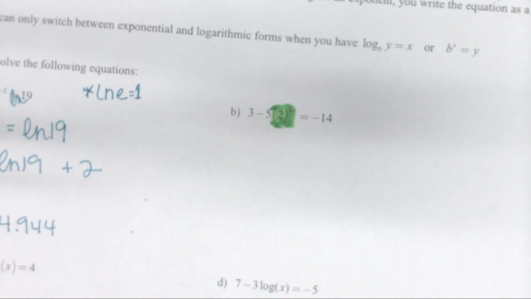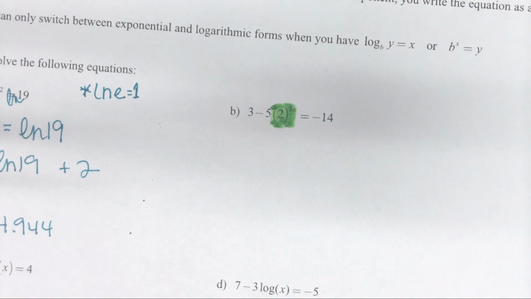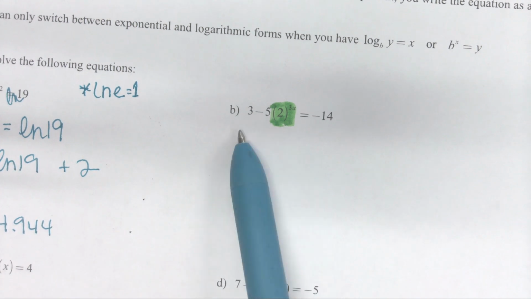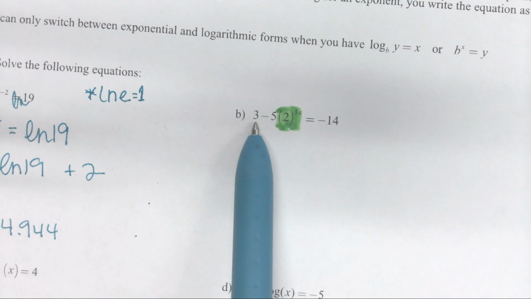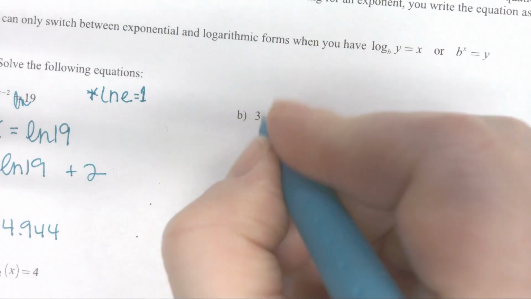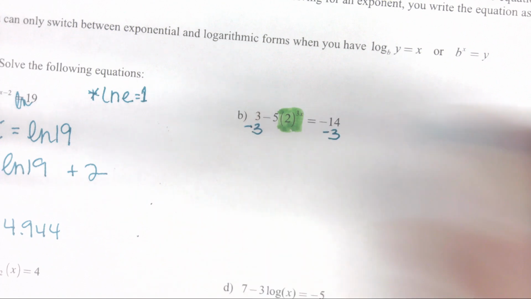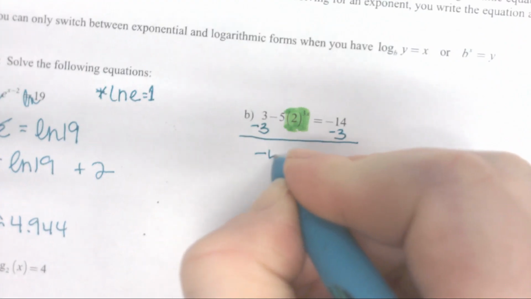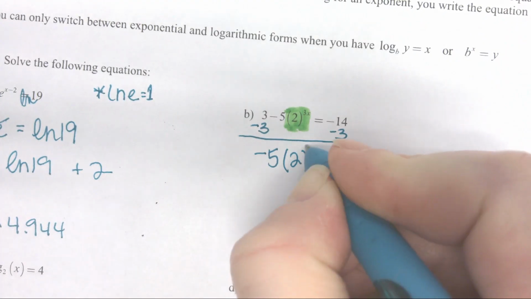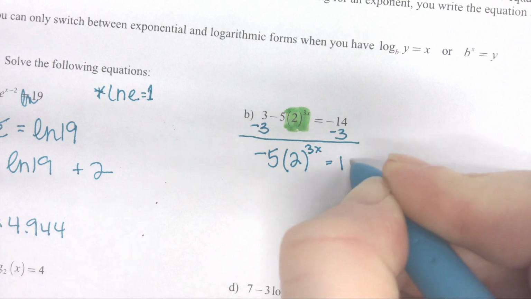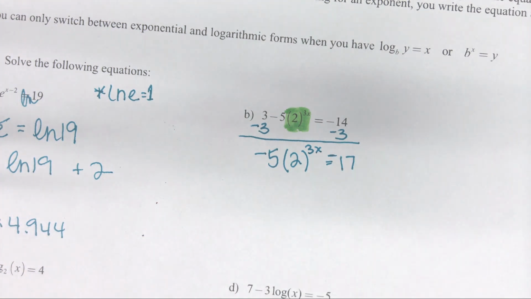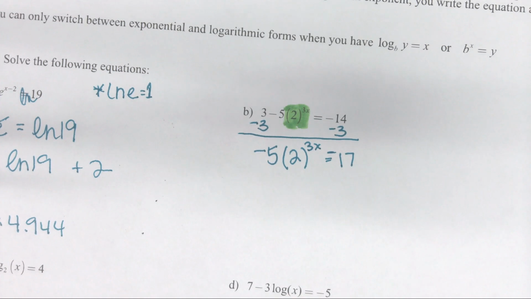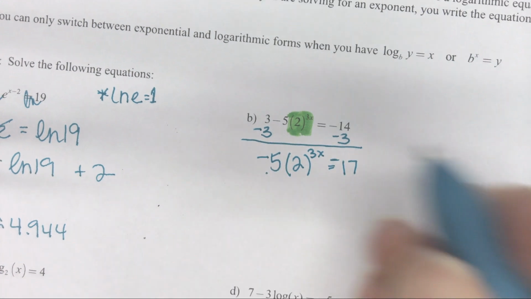So I think the first thing I'm going to do here is, don't kill any cats. Please don't say 3 minus 5 is negative 2. You can't do that because this doesn't have a 2 to the 3x behind it. What you can do is move the 3. We're going to subtract both sides by 3. Now I have negative 5 times 2 to the 3x equals negative 17. Base is still not isolated. Okay, you now have to divide off our negative 5.